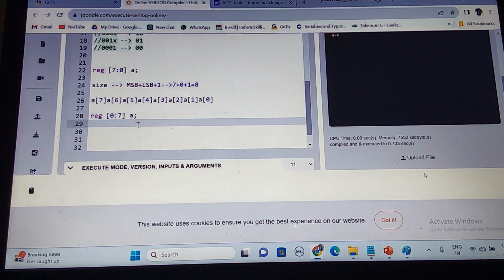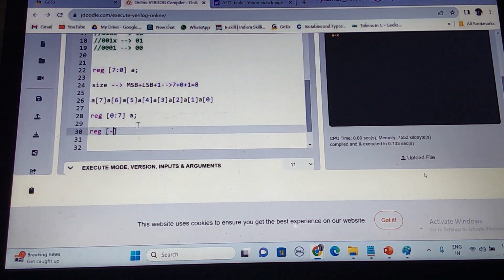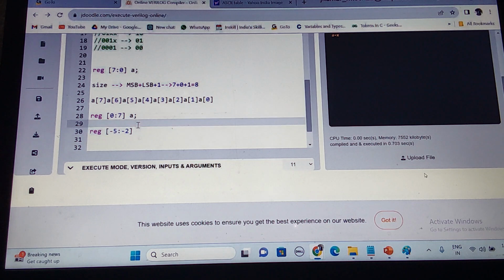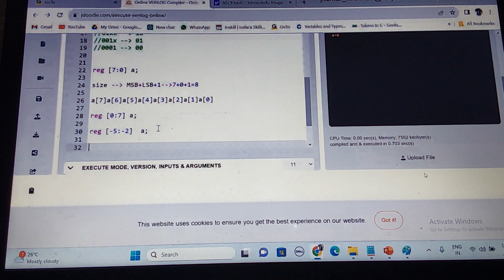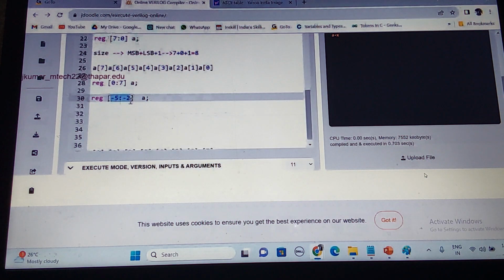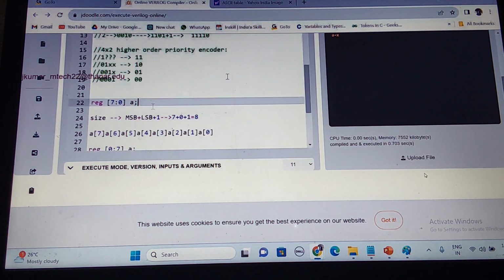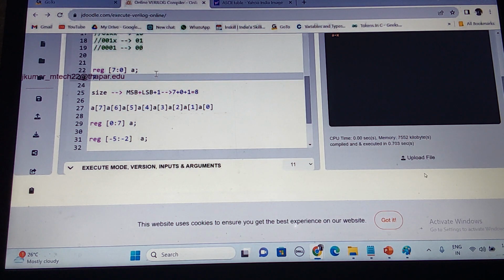What about this one? If I am writing range minus 5 colon minus 2, what is the size of this then? Is it the correct way to represent the size here? Whatever range I am specifying in the vector is correct here. Is it yes or no? Let us see how this vector is declared in the earlier case: 7, correct? Then 6, 5, 4, 3, 2, 1 and 0.